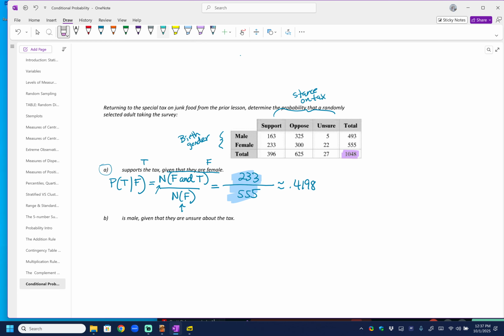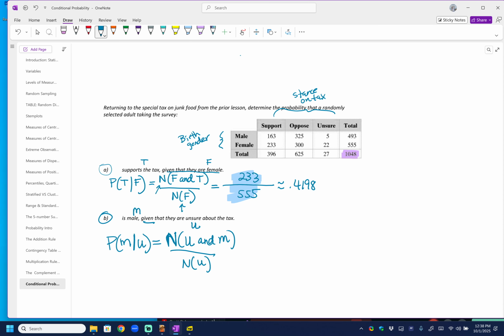Okay, wrapping up with our last problem to make sure all is good. Let's find the probability that someone is male given that they're unsure about the tax. So we'll say M for male, and let's just do U for unsure about the tax. So we're looking for the probability of M given U. So that should be the number of unsure and male over the number of unsure.